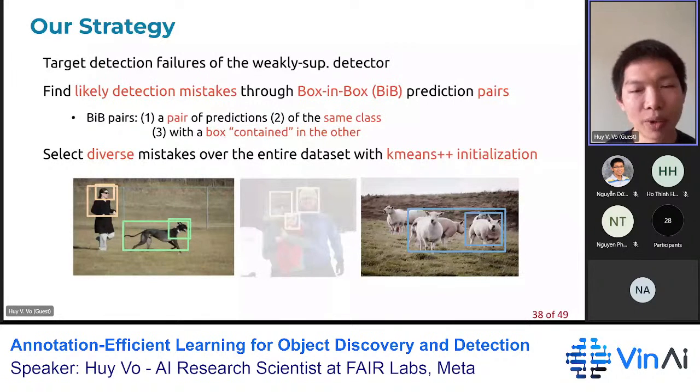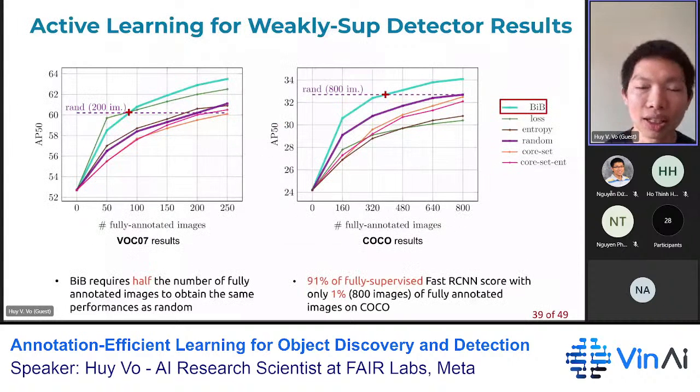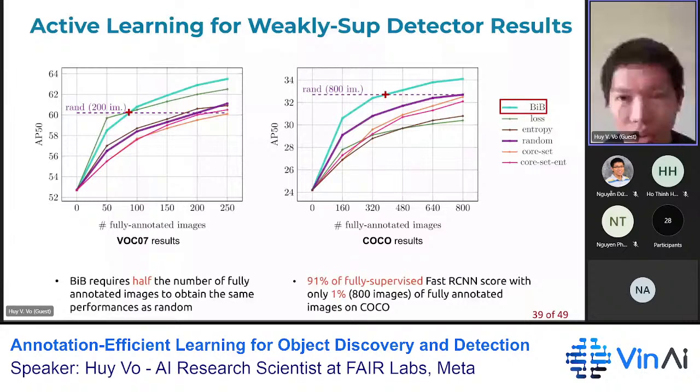But in practice, it's possible that the number of images that contain these pairs is higher than the number of images that we want to select. In this case, we use k-means++ initialization to select a diverse set of images among the candidates to send to human annotators. And with our active learning strategy, BIB, we show that BIB obtains the best performance on both datasets, and it is shown in cyan color here.